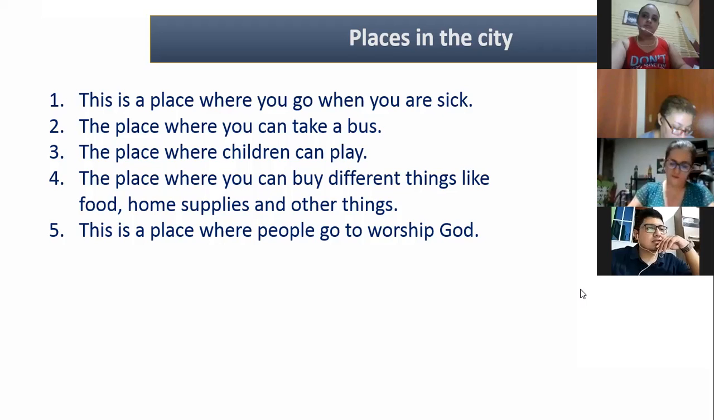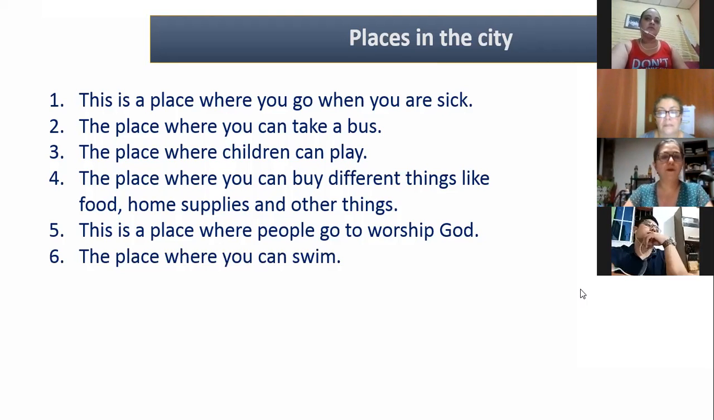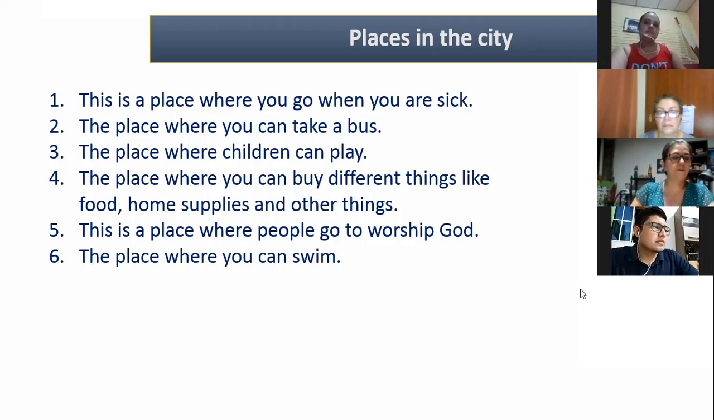The church. Okay, the church. Please, number six. Jenny, please. The pool. Yes, but read the description. The place where you can swim. Thank you so much.